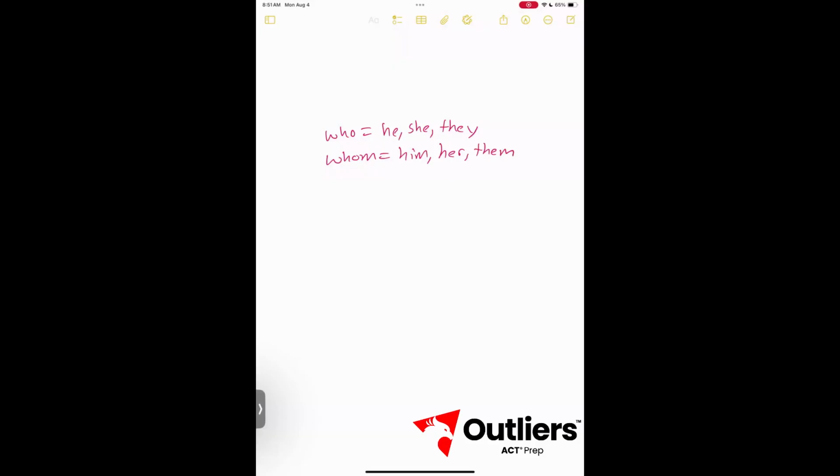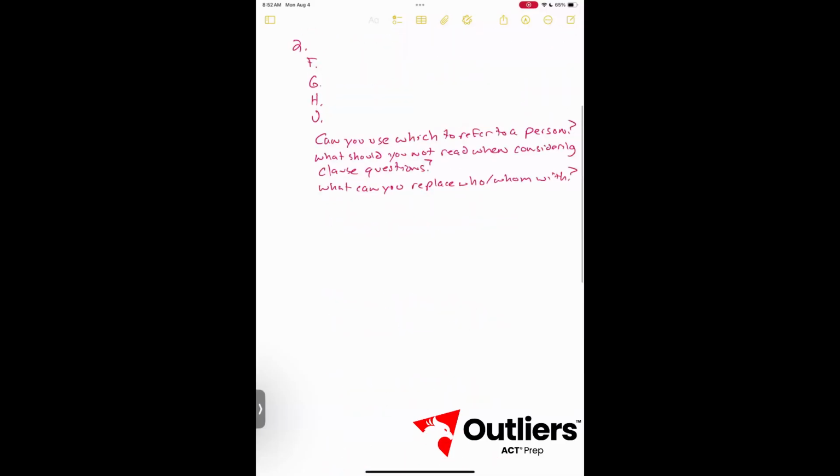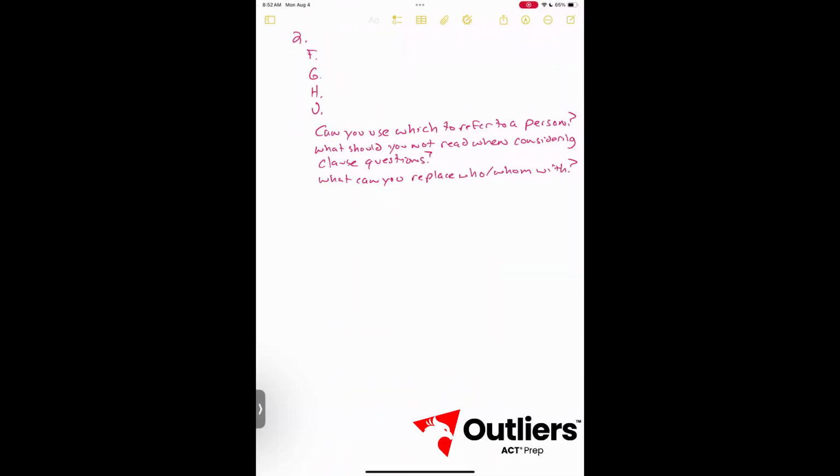However, there is another way, which is just replacing it with a word that would sound right to you. Who can be replaced with he, she, they. Whom can be replaced with him, her, them. So if you can replace it with one of those words, then you know that is the word you should be using. And sometimes you'll need to rearrange the sentence a little bit to be able to replace it, but you'll get good at that with practice. For the time being, let's just go ahead and go through each of these different answers now.